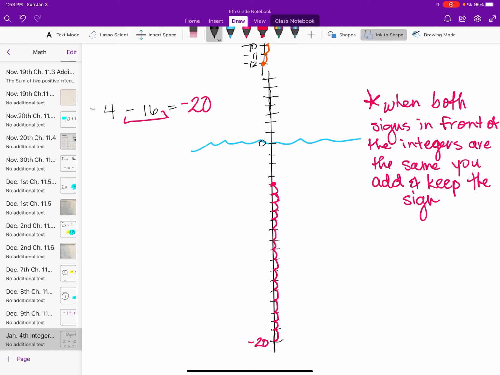Okay, so our next one maybe is -5 minus 6. They both have negative signs in front of them, meaning we're just going to add them together. 5 plus 6 is 11. And because they both have negative signs in front of it, our answer is going to be -11.